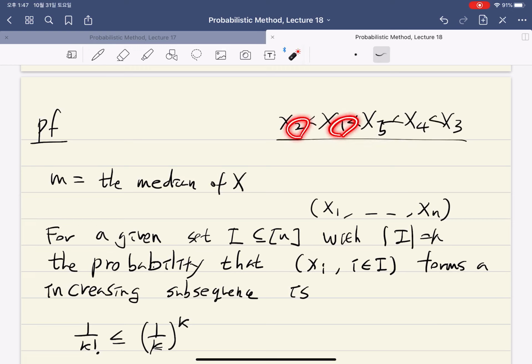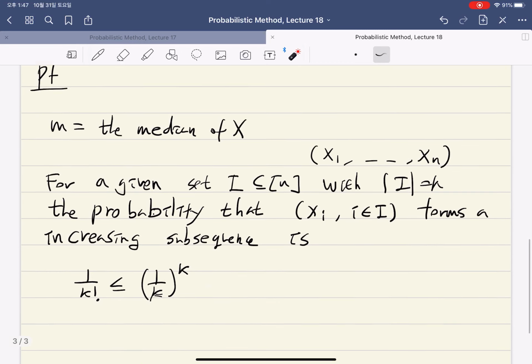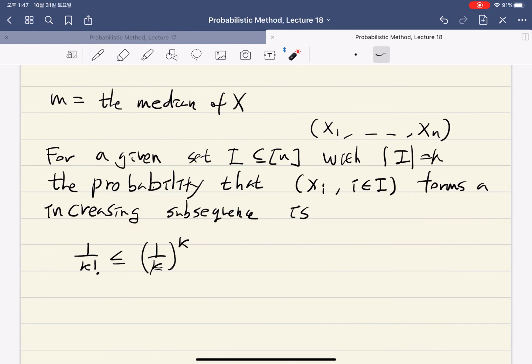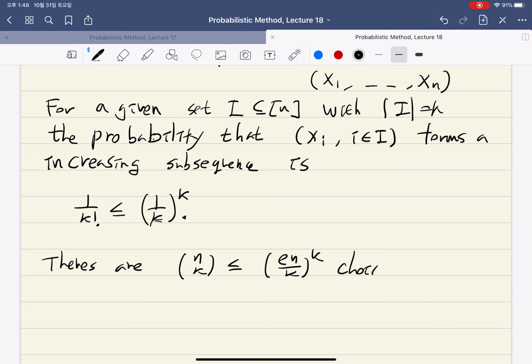Then we get this permutation, and each permutation is obtained with the same probability because each of the xi takes uniform measure. So out of k factorial choices, this is exactly the case that our permutation is 1, 2, 3, 4, 5, 6 to n, the identity permutation. It's not difficult to check that this holds. And how many choices of I are there? There are n choose k, which is at most this number.